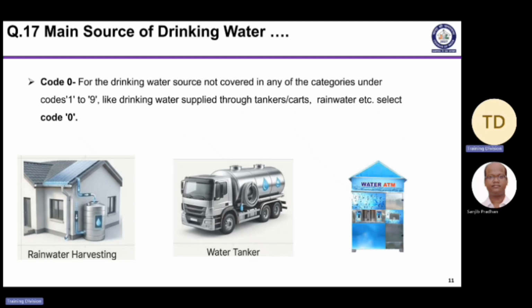And if the household is relying on a water tanker, or water supplied through a lorry or tanker, then also code 0 will come. And nowadays there are water kiosks run by private people, and also by the municipalities or corporations. That also will come under other sources. These are some examples only. There may be other sources also which you are not able to code in the other codes specified. So all those you will code in code number 0.